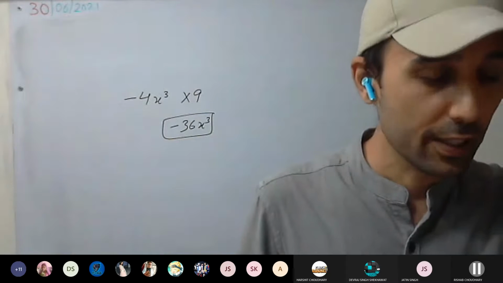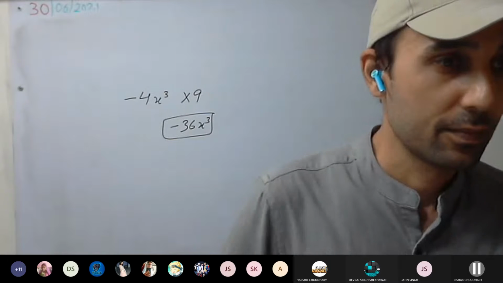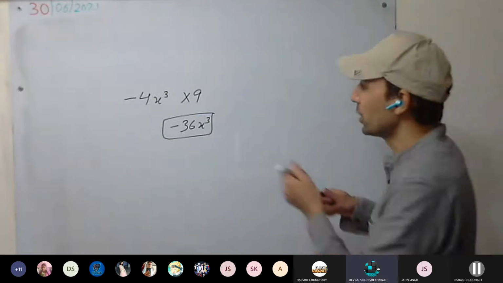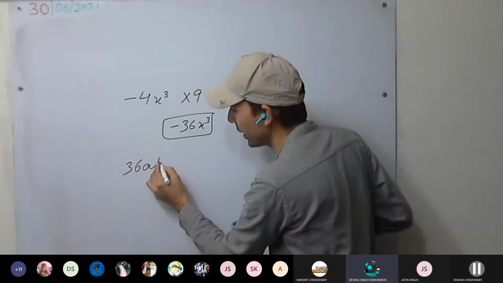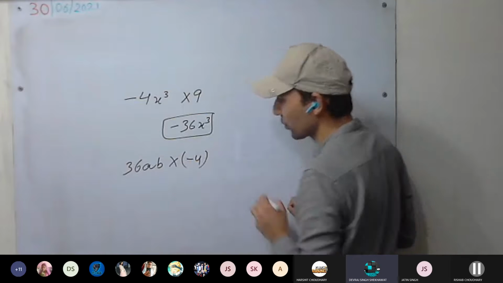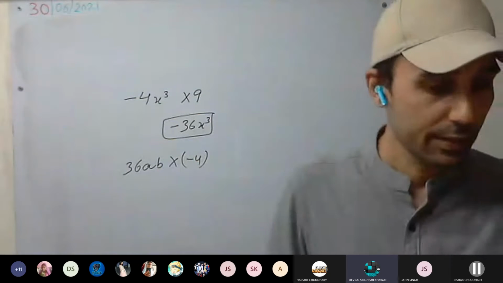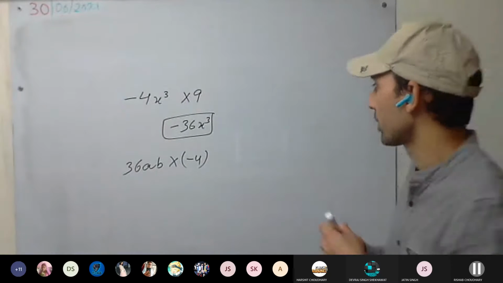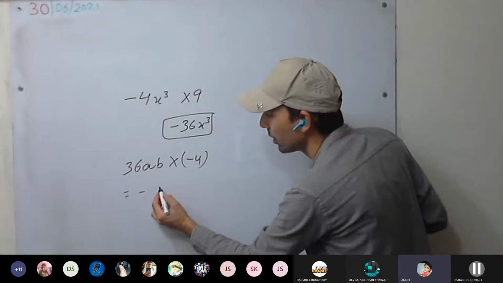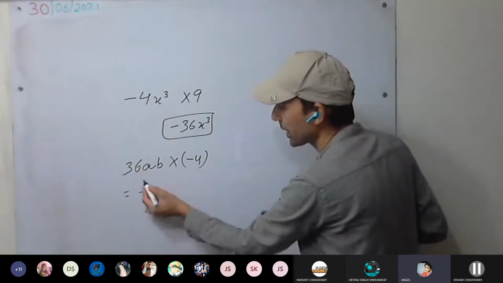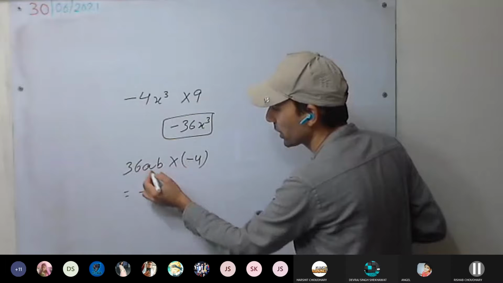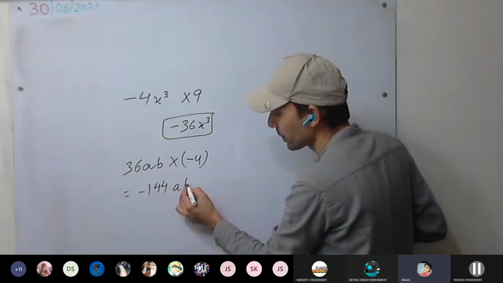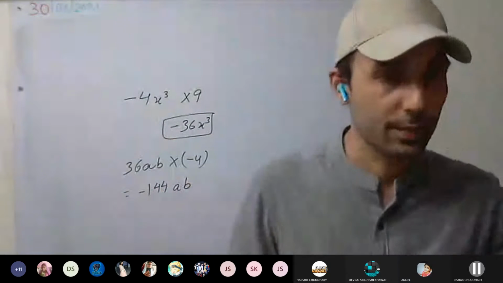Next one, Devraj. 36ab into minus 4. See how you are going to write 36ab into minus 4. You put minus 4 in a bracket. How much will it be? Minus sign, 36 into 4. 4 sixes are 24, 4 threes are 12, 144. Minus 144ab. Okay.